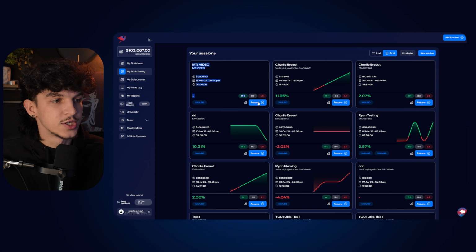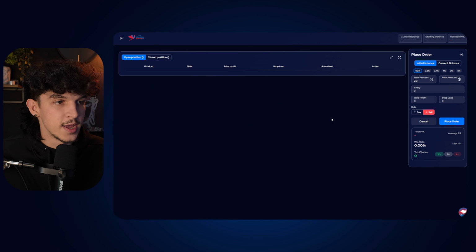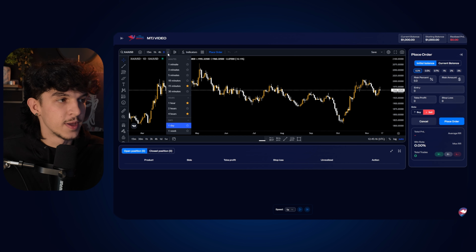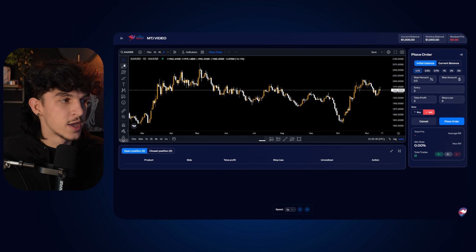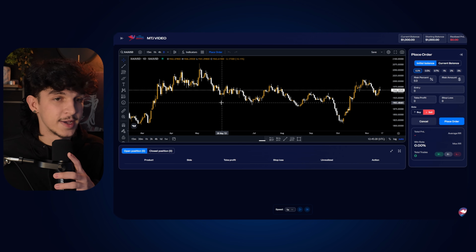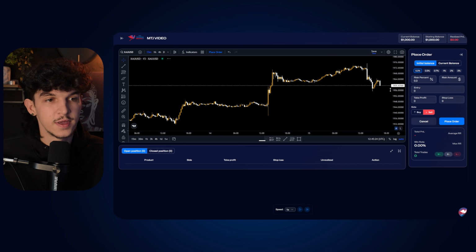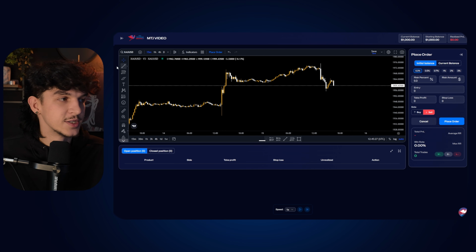Once the session is created, press resume on here, and you will get given your backtesting software. At the top here, you can select the timeframes that you like, all of the indicators. So this is basically TradingView on MTJ. Okay, so I usually trade on the 15-minute time frame. This potentially is looking like a good short.